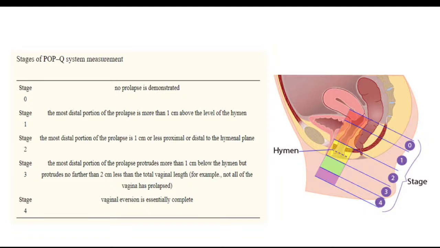And vaginal eversion or complete prolapse of the uterus is obviously stage 4, which is more than 2 centimeters outside the outlet of the vagina. This is stage 4 POPQ. Great.